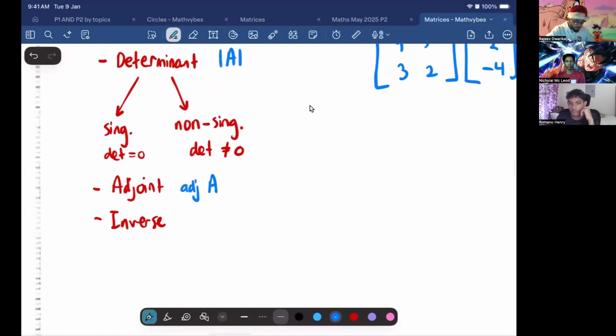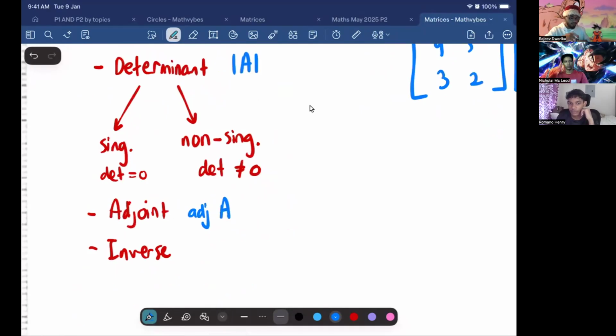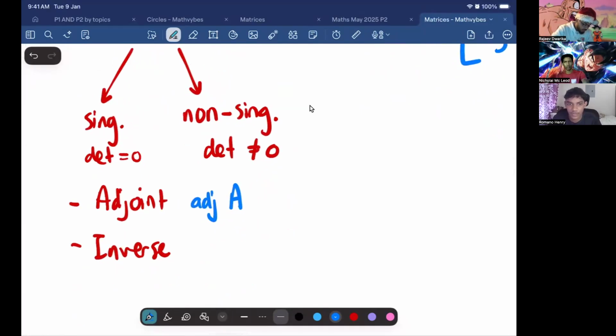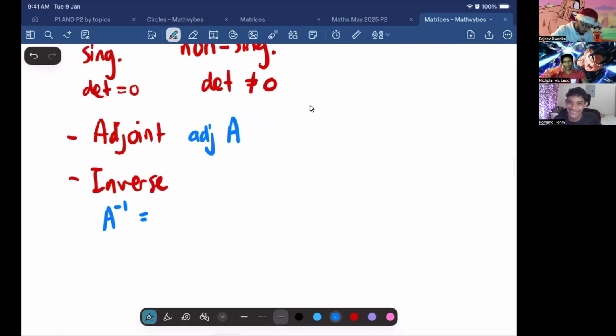And do you all remember the symbol for the inverse? It's 1 over the determinant of A, times the adjoint of A. Going back, I almost said adjacent, then I said adjoint.